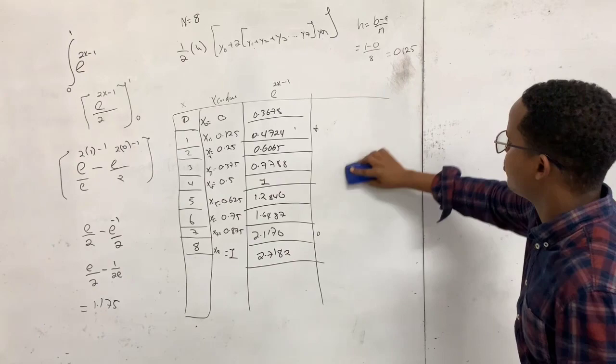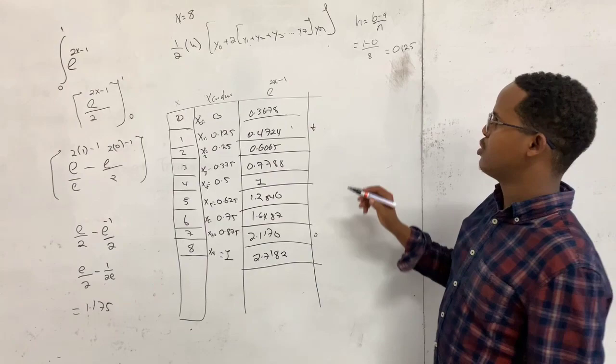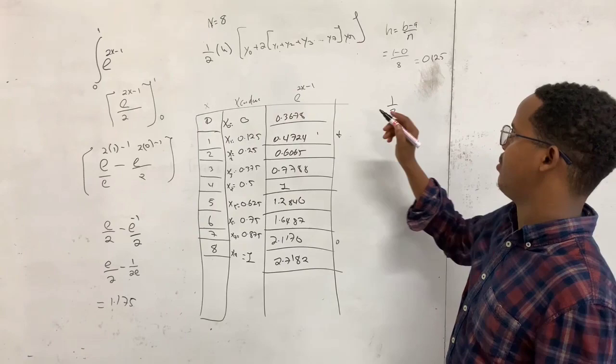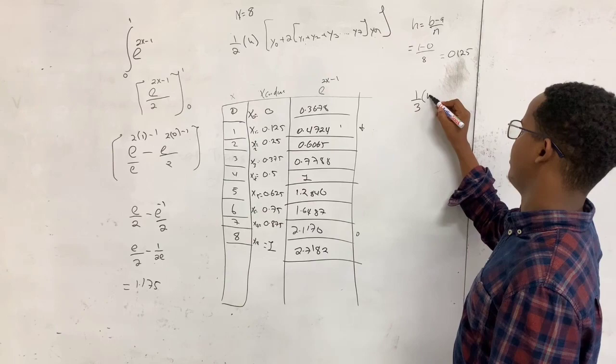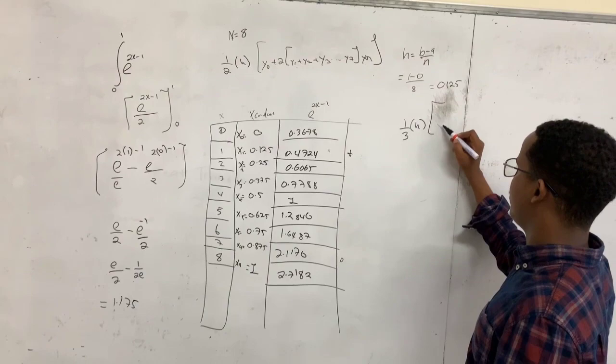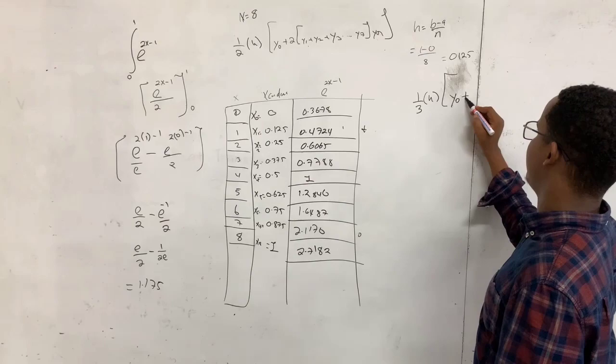The formula of Simpson's rule is 1 divided by 3. This one was 1 divided by h, this one was 1 divided by 2, and this one is 1 divided by 3, and then h. And then here, y0 will remain the same.